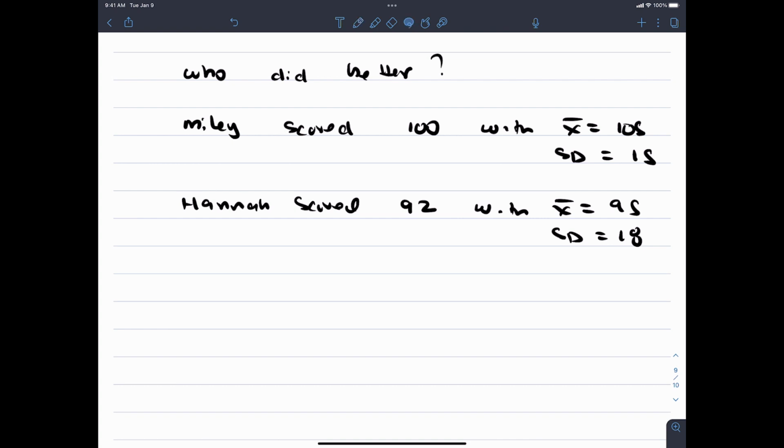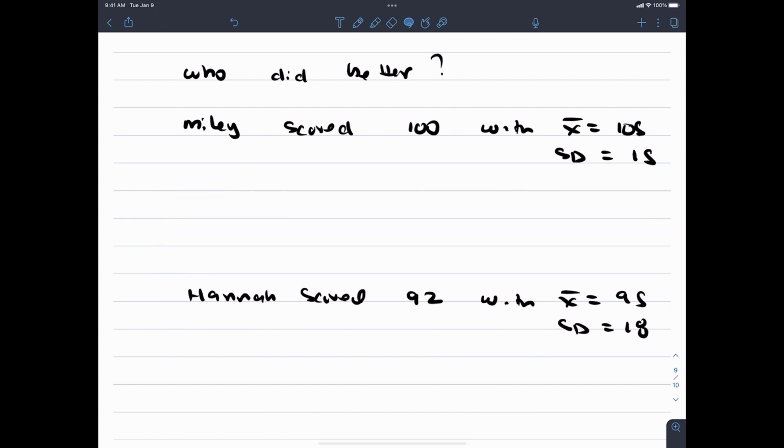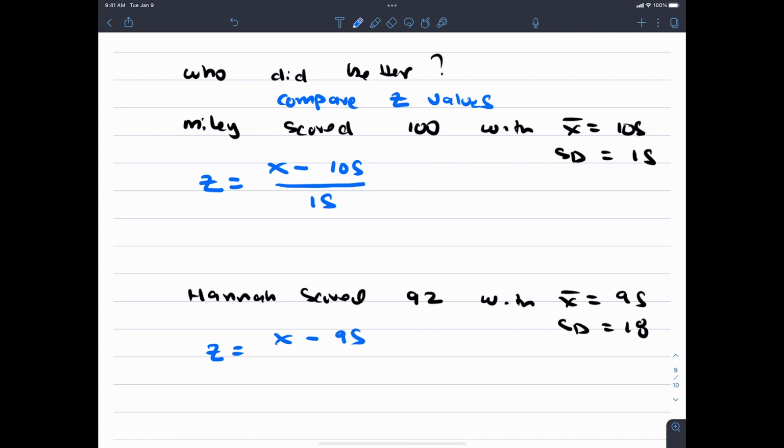Standard deviation. So I want to look at an example like some of the stuff that's on homework that we'll put there for you. What you really want to do is compare the what? Z values. So Z will be X minus 105 over 15. And here Z will be X minus 95 over 18. So they want you to compare: who did relatively better? You guys know what I'm saying? Who's doing relatively better? Miley or Hannah?